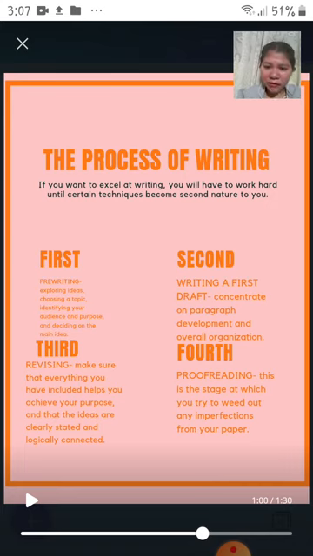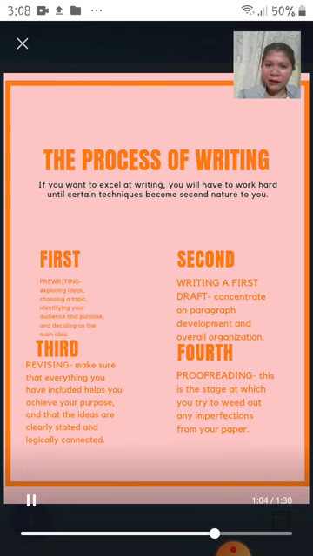Second, writing a first draft. So you have to concentrate on paragraph development and overall organization. Third is revising. Make sure that everything you have included helps you achieve your purpose and that the ideas are clearly stated and logically connected. Fourth is proofreading. This is the stage at which you try to weed out any imperfections from your paper.